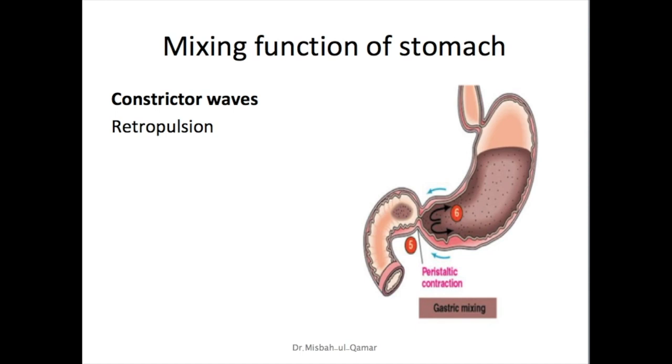The thorough mixing is achieved by constrictor waves and retropulsion. How? Each time a constrictor wave passes down the antral wall, it digs deeply into the food contents, and digestive secretion is brought in contact with the newer portions of food. Now, retropulsion. When the peristaltic constrictor ring reaches the pylorus, the pyloric muscle often contracts. The contraction brings about two effects. It impedes the emptying of contents through the pylorus, and the antral contents are squeezed upstream, resulting in further mixing, and that's called retropulsion.